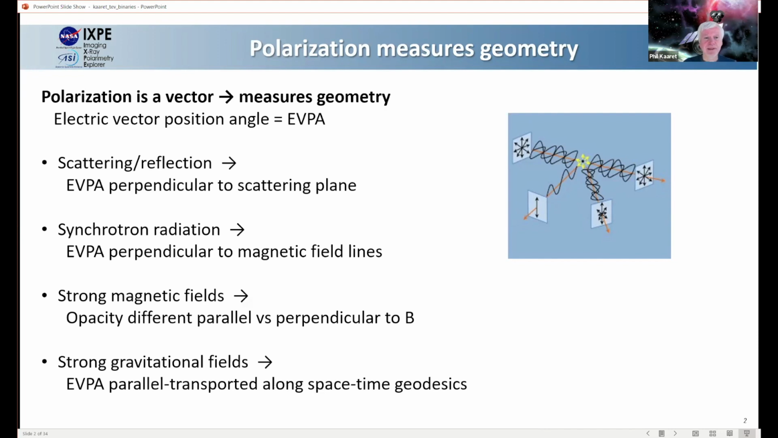If you have photons that are emitted by synchrotron radiation, the EVPA tells you about the magnetic field lines. If you have strong magnetic fields, like around magnetars or other highly magnetized neutron stars, you'll have different opacities depending on whether the electric field vector is parallel versus perpendicular to the magnetic field as the photon propagates. And that can tell you about the configuration of the magnetic fields of the source. And if you have strong gravitational fields, the EVPA is parallel transported along the space-time geodesics, and that actually enables you to even constrain the spin of black holes using polarization measurements.